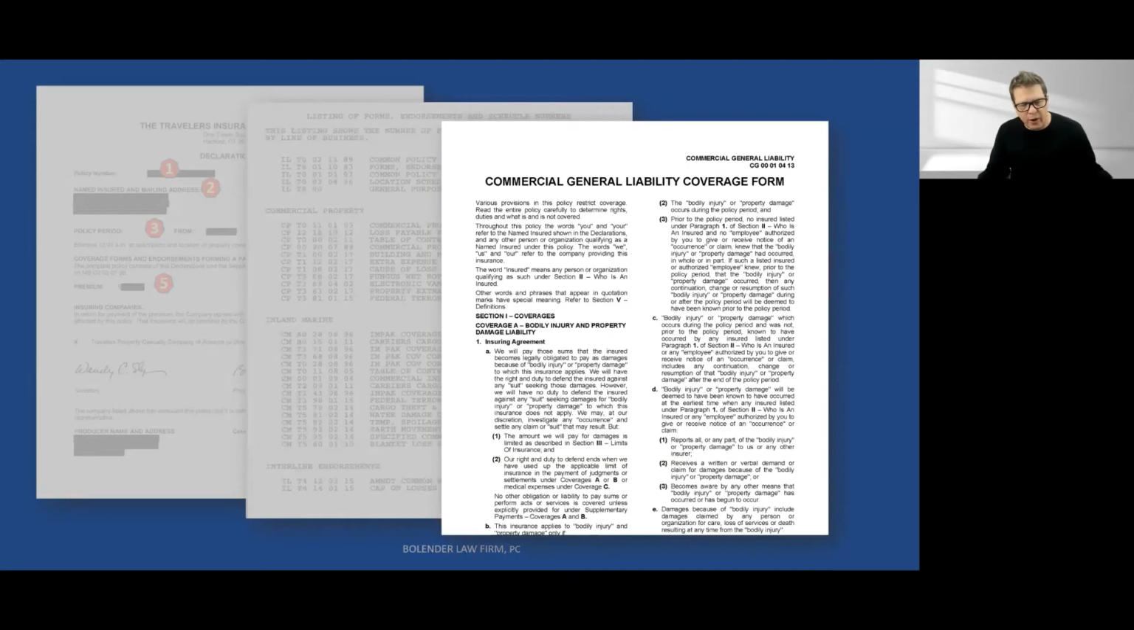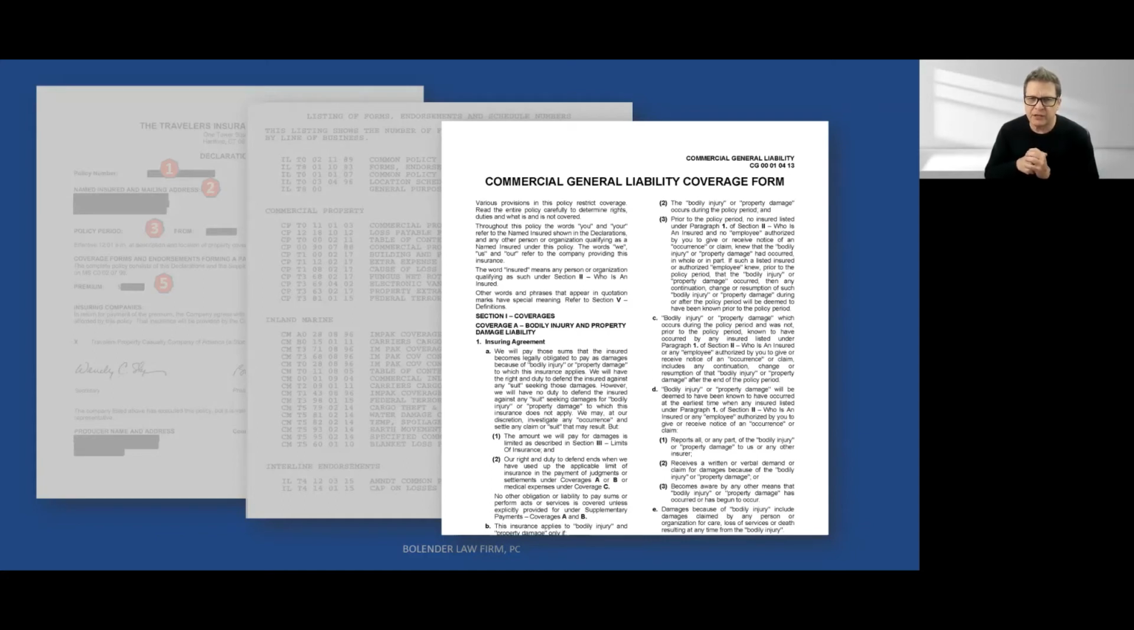Now, today we are going to look at a commercial general liability coverage form. This is a very common form of liability coverage in the United States. Many businesses in this country have similar or identical insurance protection. And we're talking about businesses of very small to very large businesses of many different types of operations.